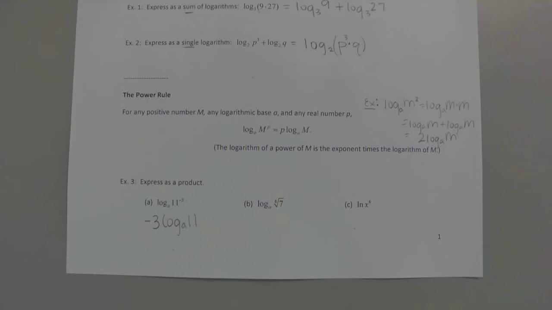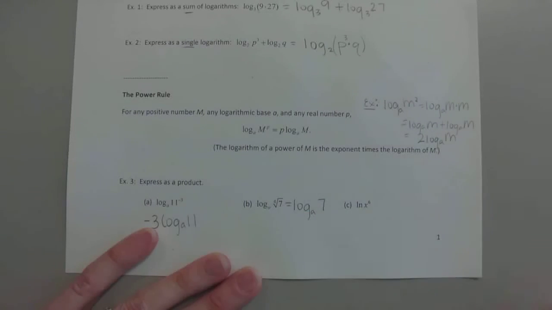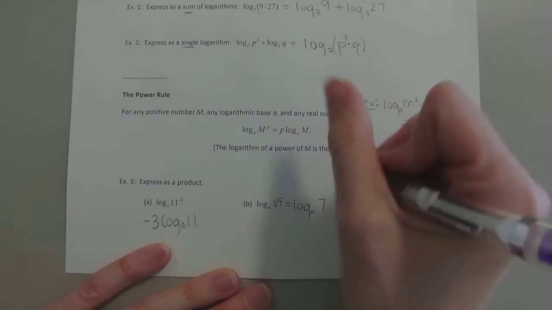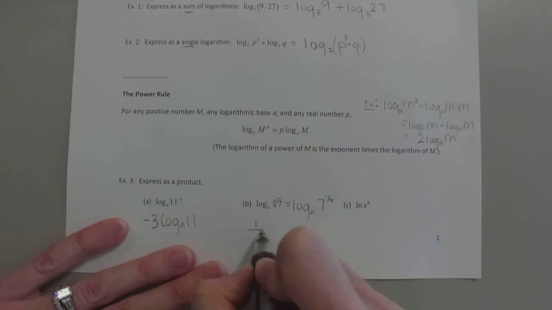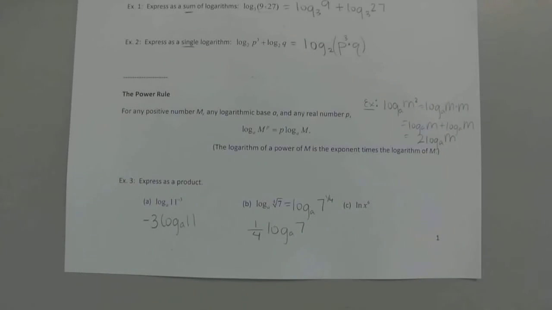Some of us had some difficulty with this, but remember, this is why we had that whole section earlier with radicals. How can we actually rewrite this radical as an exponent? It's 7 to what power? Not the half, but the fourth, right? Whatever root you're taking, that's the denominator, right? So just remember, anytime you have a radical, you can rewrite it as an exponent, and what can we do with the exponent? It can come down in front. So the answer to this would just be 1/4 log base a of 7.